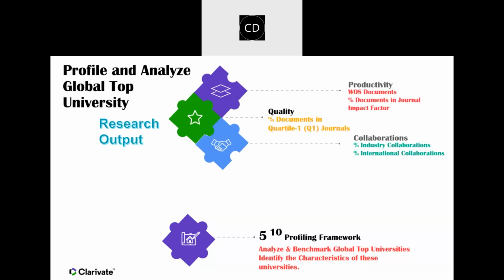Okay. So this framework comprises two parts. The first part is your research output, and the indicators that would help you to reflect your research output would be productivity indicators like the Web of Science documents. So how many documents have you published in Web of Science? And then also the percentage of documents in journal impact factored journals. In terms of quality, the indicator that you can use would be the percentage of documents in quartile 1 journals. And this is quartile 1 within Web of Science. Okay, so these are quartile 1 journals within Web of Science.